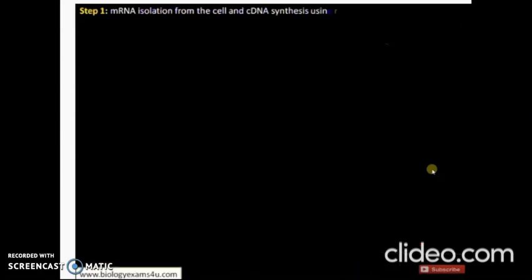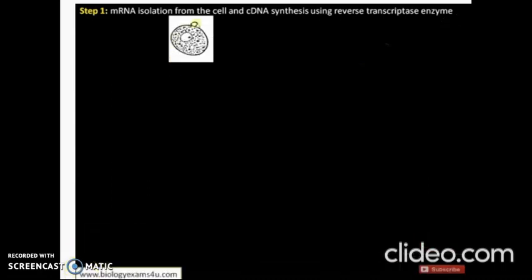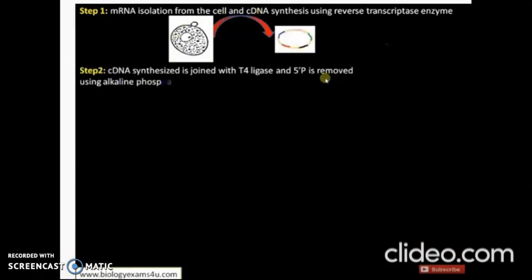So let's once again see the steps in cDNA synthesis. The first one is mRNA isolation from the cell and cDNA synthesis using the reverse transcriptase enzyme. And the second step is that the synthesized cDNA is joined with T4 ligase and the 5' phosphate is removed using alkaline phosphatase, and this will prevent the re-annealing process.